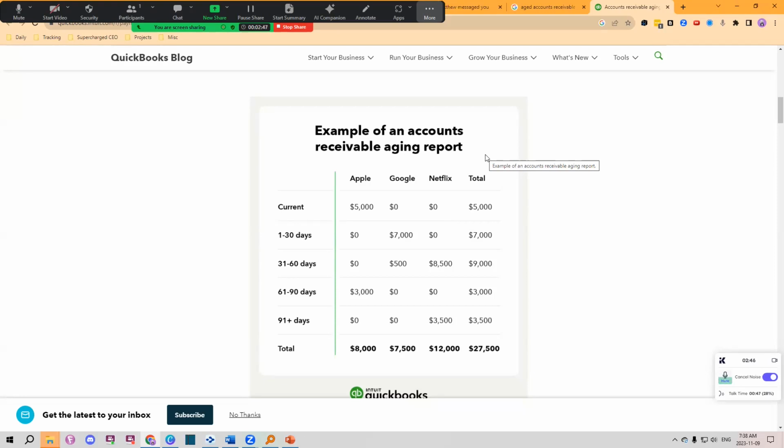But basically, if at all possible, I like the retainer model where you get paid something up front, or progress billing where you get paid as you go. I'll give you an example.